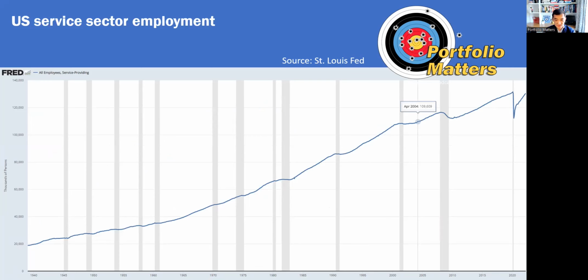In contrast, this is the chart of service sector employment. And it doesn't fall much during recessions. It hardly moves at all. So the service sector does not really respond much to recessions. It neither causes them nor responds much to them.